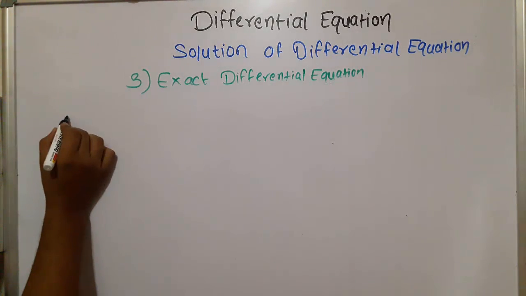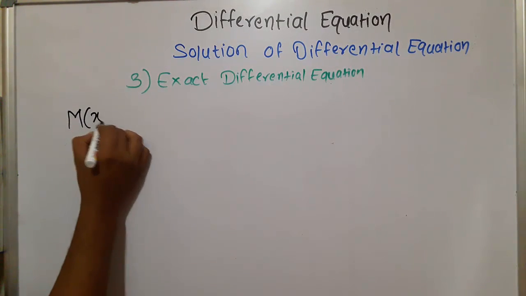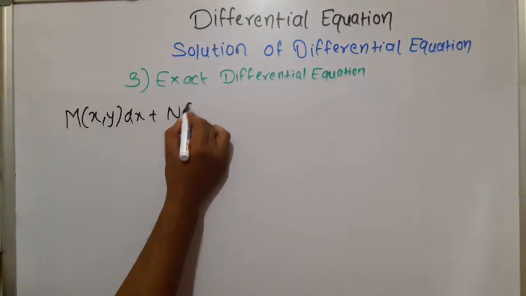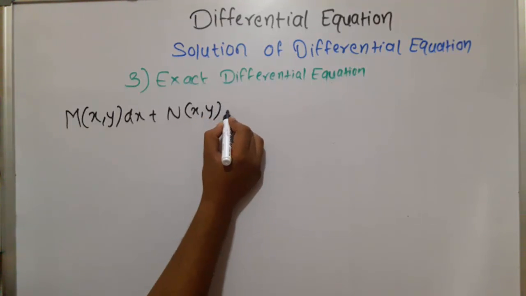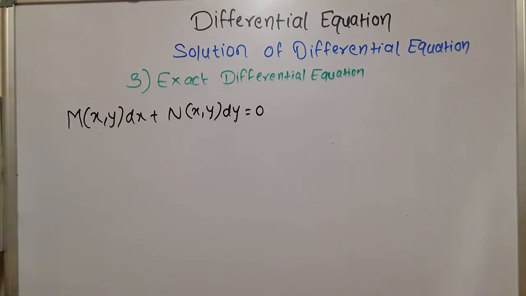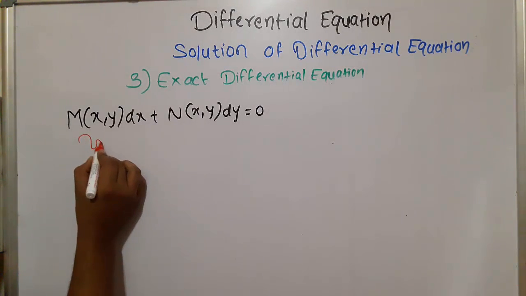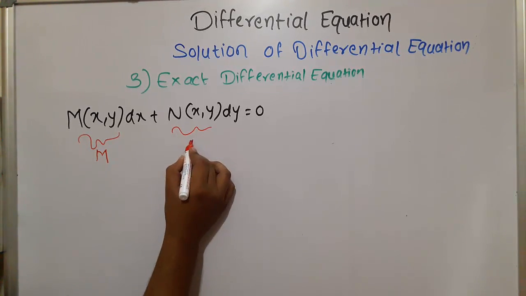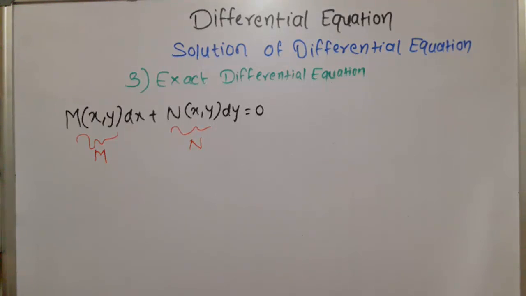We have the equation M(x, y) dx plus N(x, y) dy equal to 0. It means M is a function of x and y and N is a function of x and y. So we call this M and this N. So how do we find whether the differential equation is exact or not?